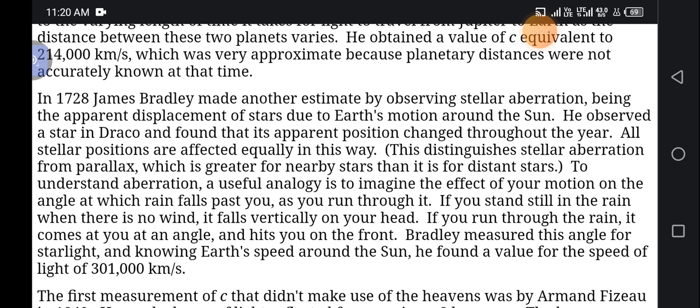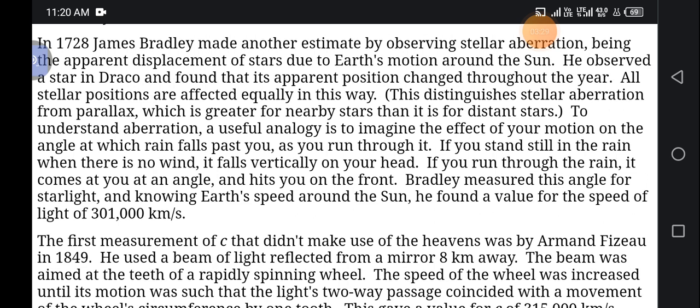This distinguishes stellar aberration from parallax, which is greater for nearby stars than it is for distant stars. To understand aberration, a useful analogy is to imagine the effect of your motion on the angle at which rain falls past you as you run through it. If you stand still in the rain when there is no wind, it falls vertically on your head. If you run through the rain, it comes at an angle and hits you on the front.